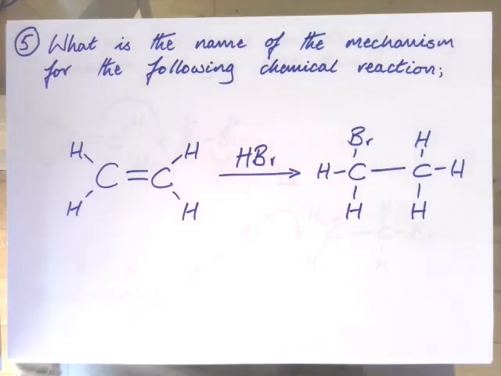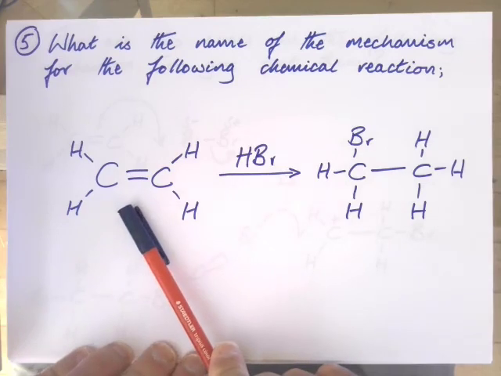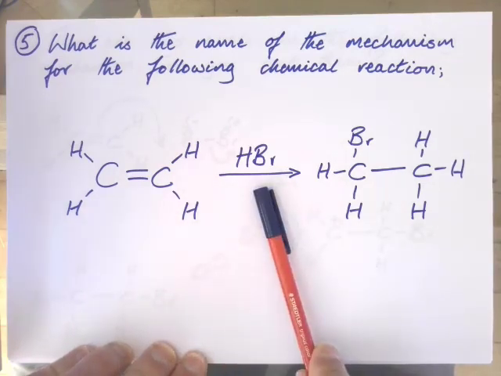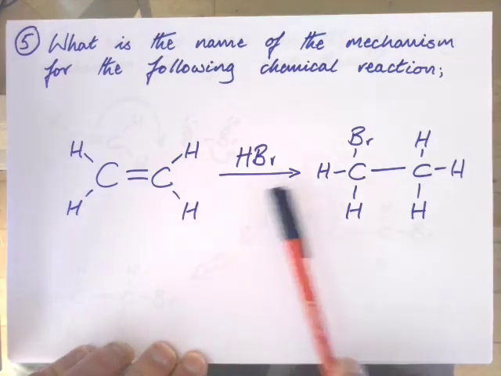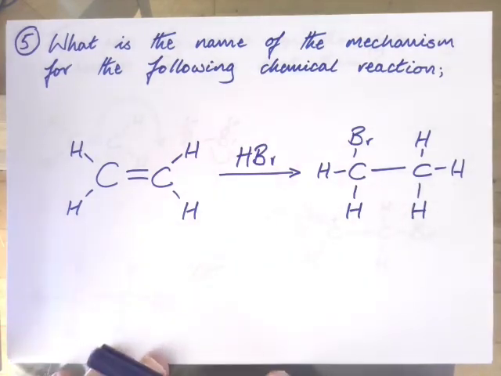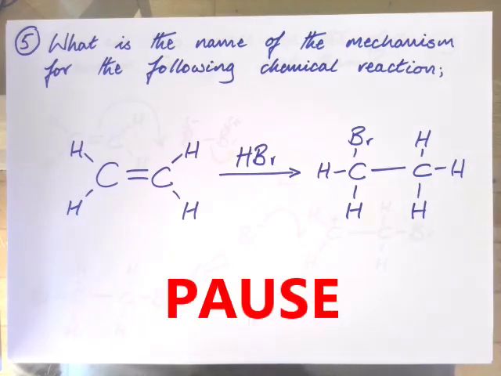Here's question number 5. Right, what is the name of the mechanism for the following chemical reaction? Okay, so we've got ethene reacting with HBr, hydrogen bromide, to give us 1-bromoethane. What is the name of the mechanism for that particular chemical reaction? Okay, give yourself a pause, have a look at your poster if you need to. Let's see if you can get the right answer.